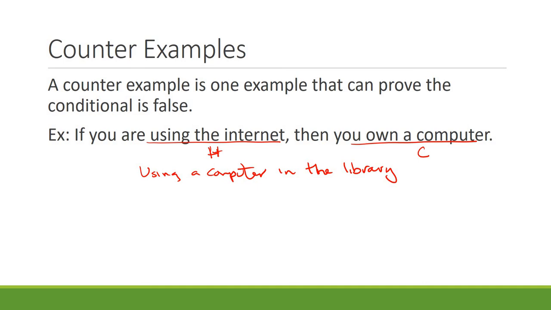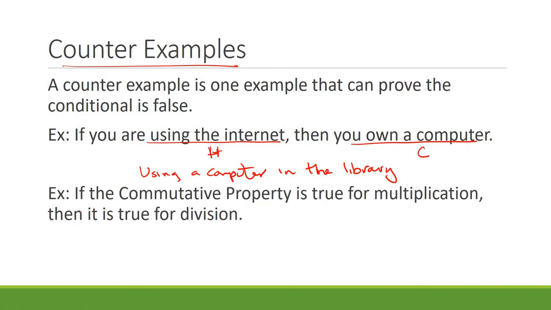Maybe you're using your iPhone and you don't own a computer. Okay, so lots of different ways that we can prove by a counterexample, one example that would prove this false. So, if the commutative property is true for multiplication, then it is true for division. So I need a counterexample. So the commutative property is true for multiplication. I need an example that would then show that it is not true for division.